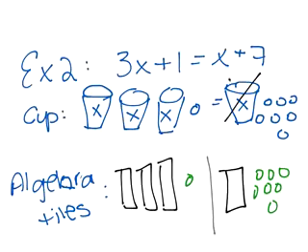I can take away one cup from both sides because I have a cup on both sides. So if I take this away, I'm still leaving my equation balanced. I still have both sides equal to each other. Then, since I have positives on both sides, I can take away one positive from both sides.